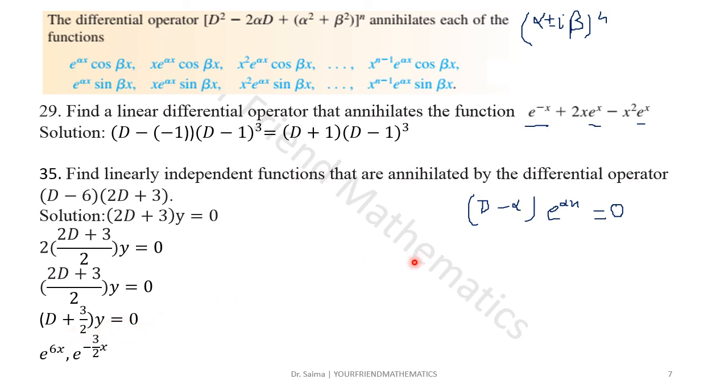So what is y here? By looking at this, we can say that alpha will be minus 3 by 2. We can write D plus 3 by 2 as D minus (minus 3 by 2). So here alpha is minus 3 by 2. So the function which is annihilated by this operator is e raised to power minus 3 by 2 x.